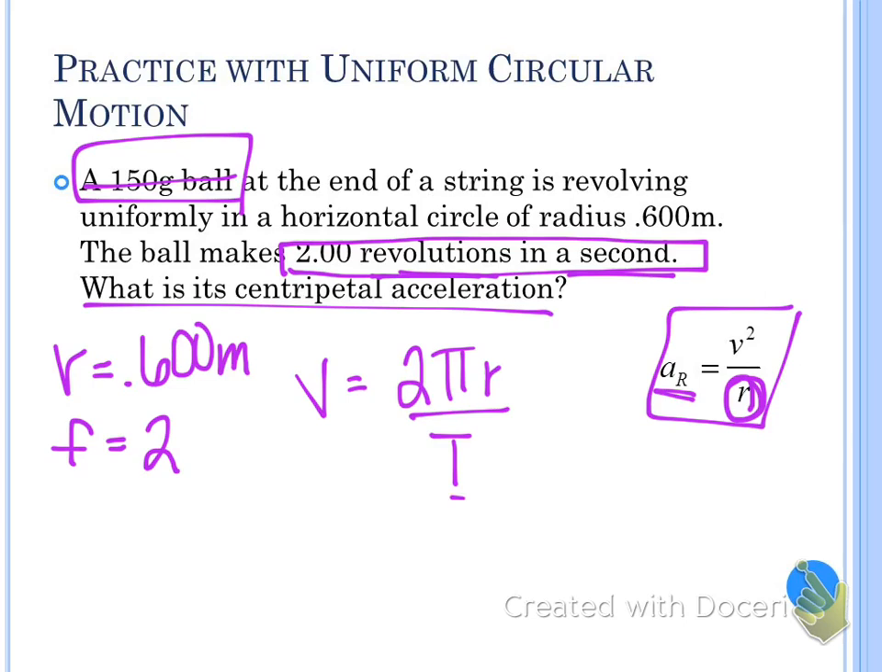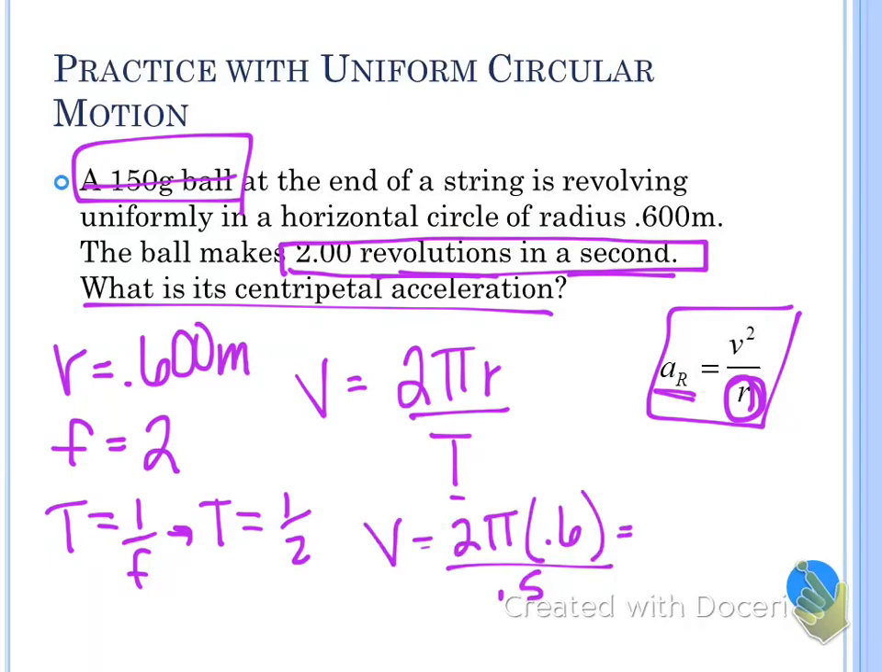Okay. Do we know the period? It's 1/2. So the way we found that is we're going to take t equals 1 over f, which is t equals 1 over 2, which is 1/2, or 0.5. Okay, so we found our period from our frequency. We're going to plug that in here, and what did we get for our velocity? 7.5.